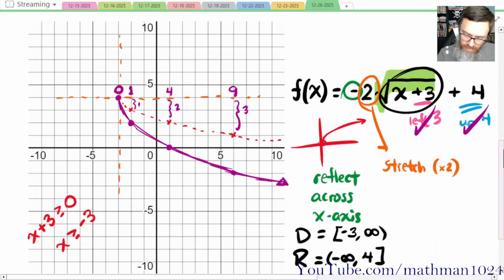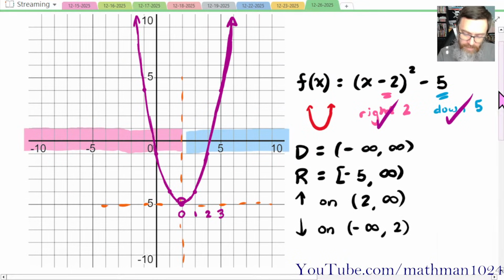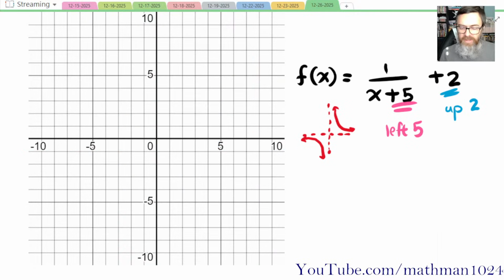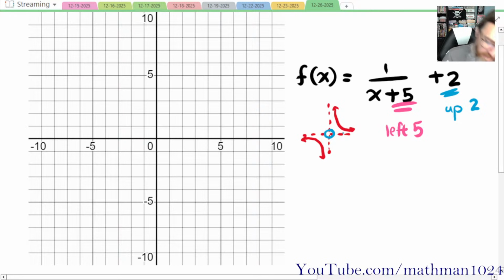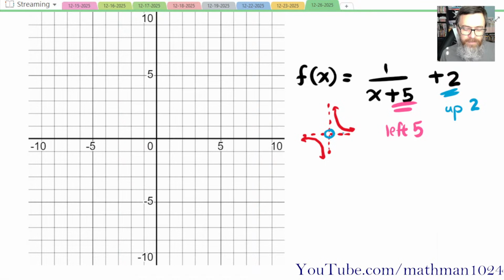Back over here, like the first example that we did today, the right 2 and down 5 gave me that vertex. And so I plotted the vertex, and then I graphed from there. But here, the left 5 and up 2 isn't going to give me a vertex. It's not even going to give me a point that's on the graph, because the origin wasn't a point for the parent function, but we can use that as a reference point. So even though we don't have a vertex or a key point like we had for the square root function, we can still shift some things around, mainly those asymptotes.